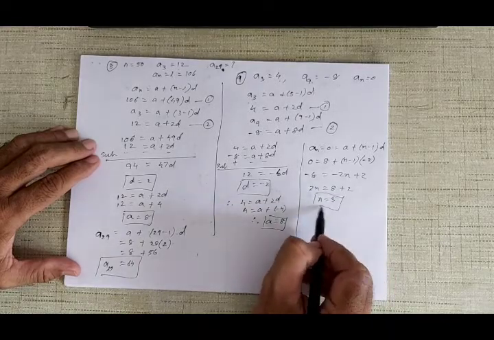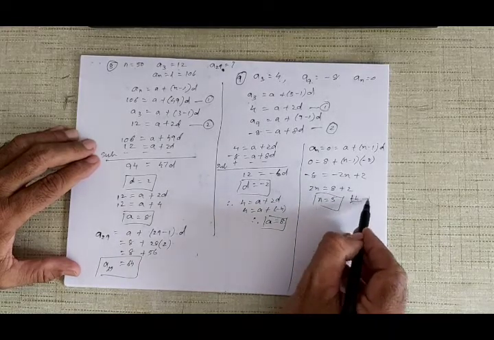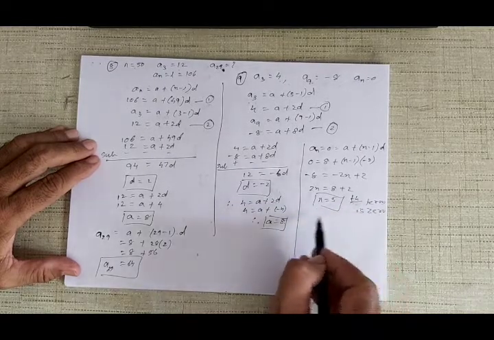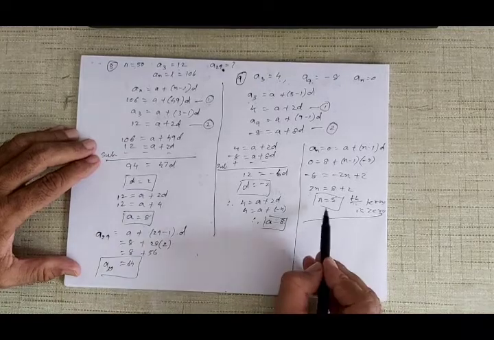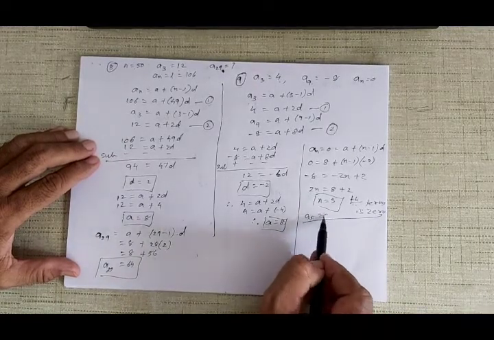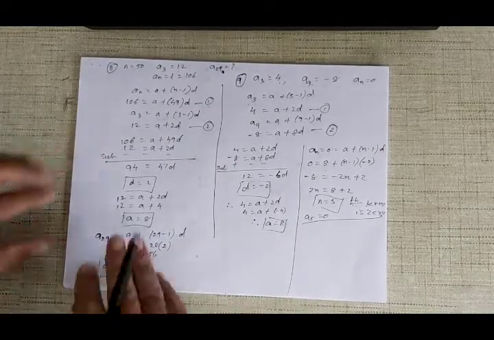So the fifth term is 0. Which term of the AP is 0? That is the question. The fifth term, A of 5, that means A of 5 is equal to 0. The fifth term is 0. Alright, that was number 9.